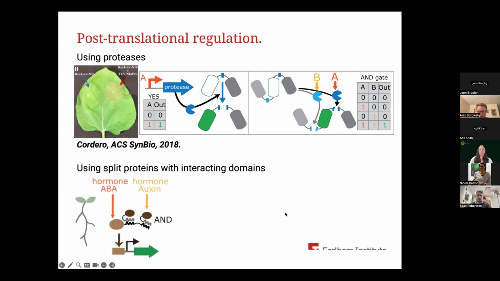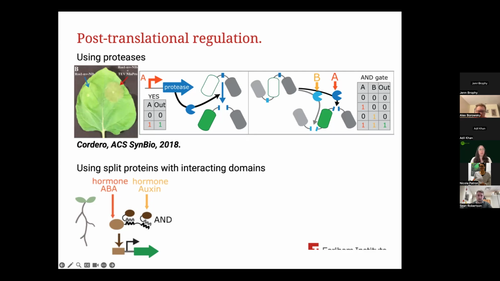Another one that is quite interesting is split protein with interacting domains. This has been implemented in quite different systems, and here I just show you one example. In dark brown it corresponds to the binding domain, and in the other color it corresponds to the transcriptional activator, so the activation domain. You need to have the expression of both to be able to have the expression of your output gene, which corresponds to an AND gate.